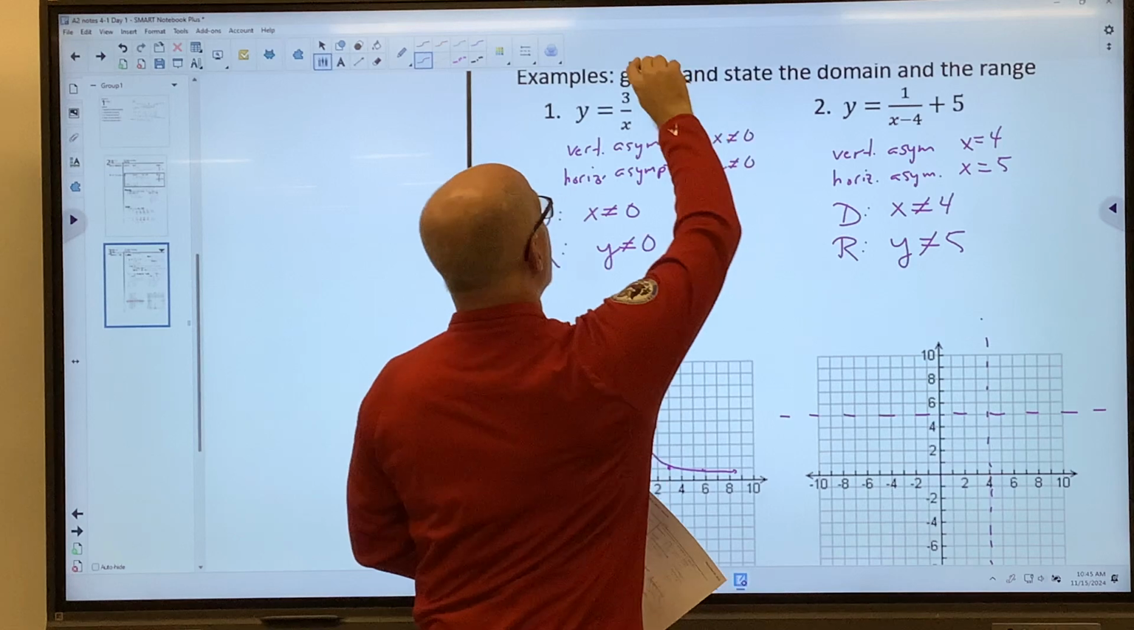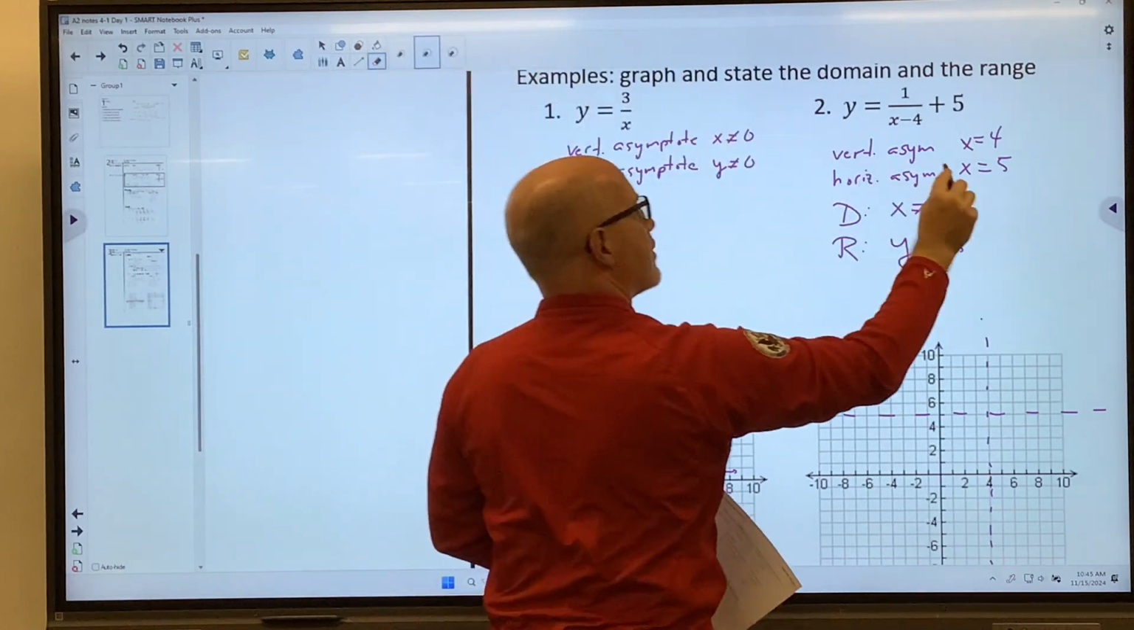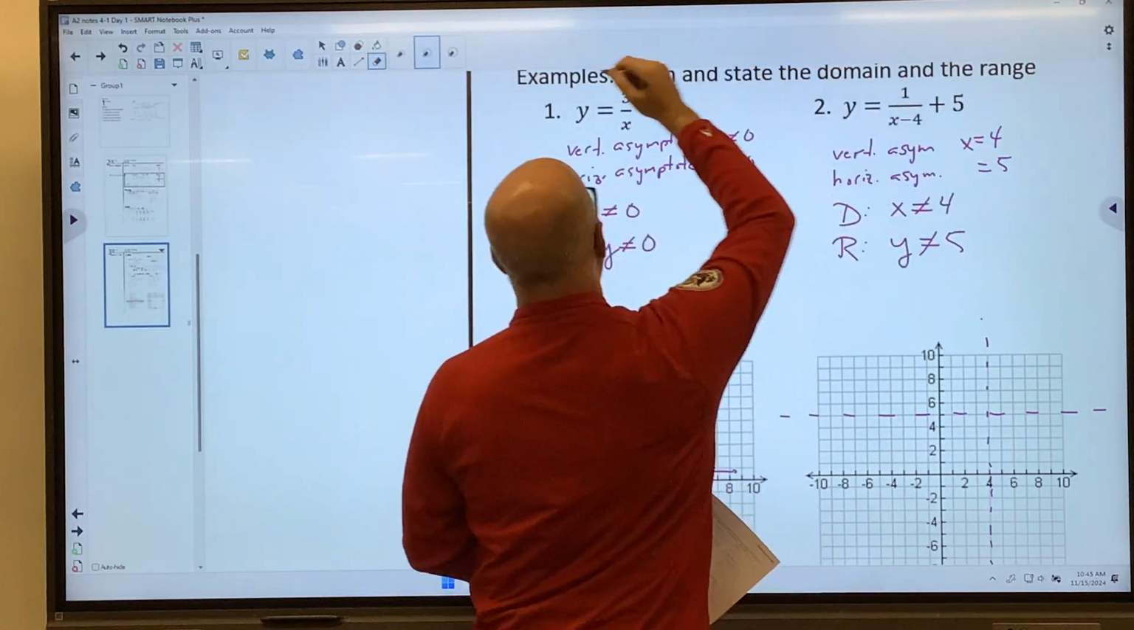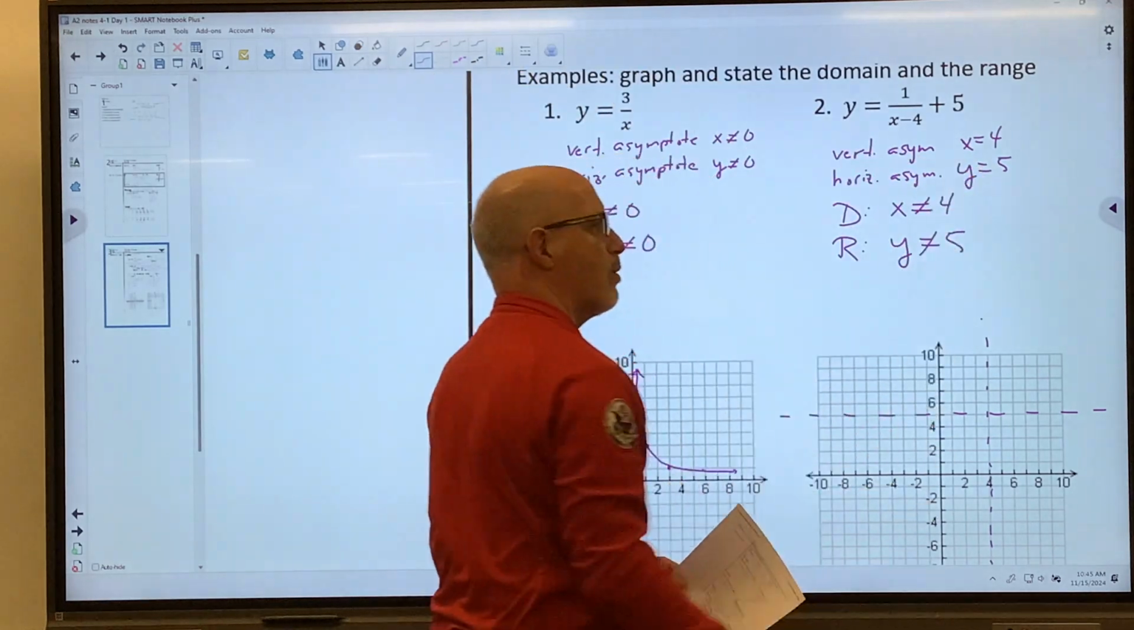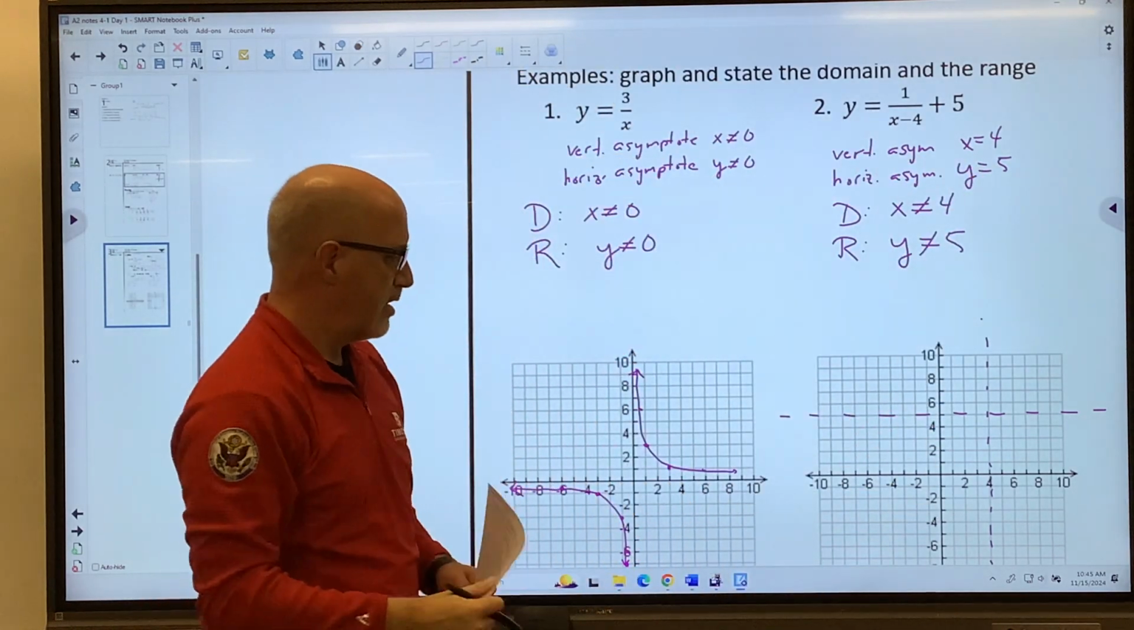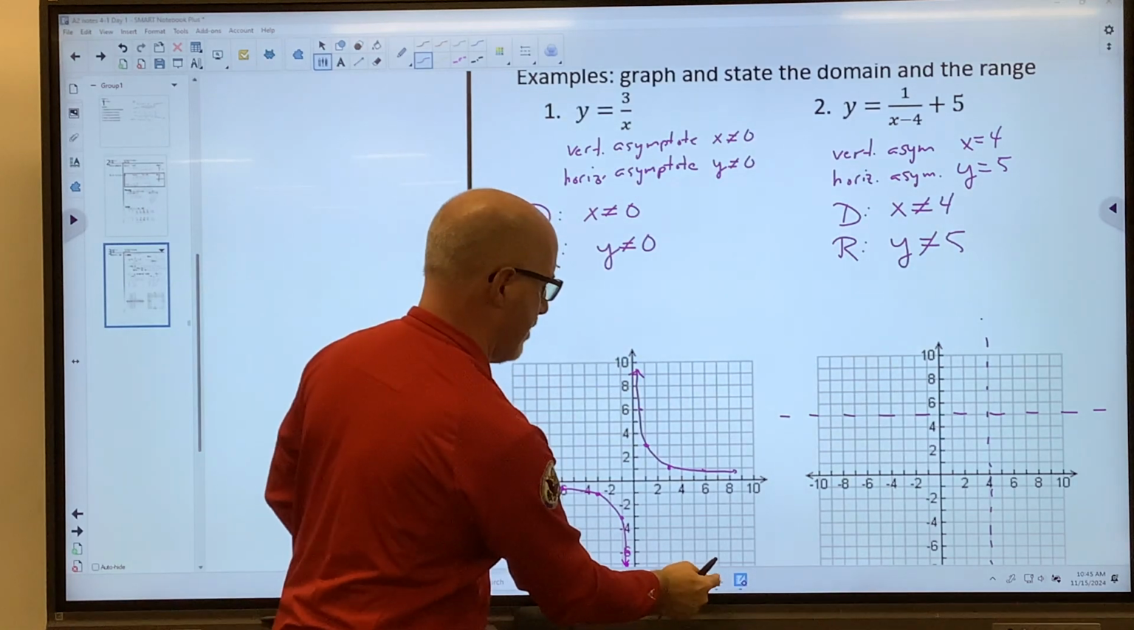Let's change that to a y. So this should be y equals 5 is my horizontal. Okay, see that? I did an x there. It should be a y equals 5. All right, let's put the graph on the calculator.